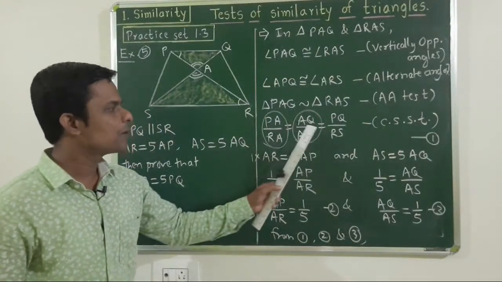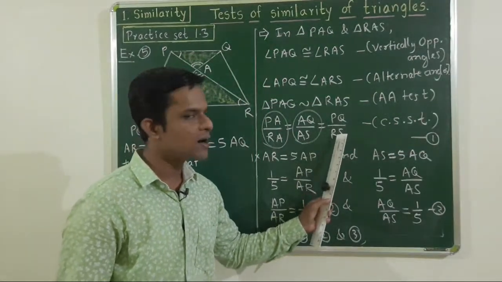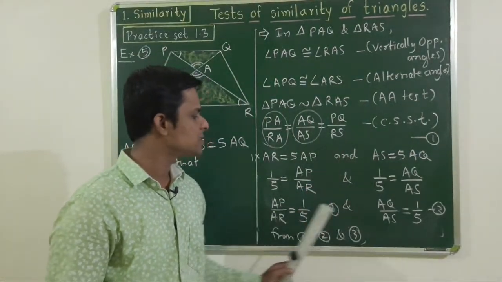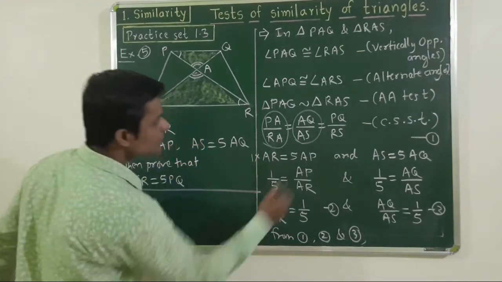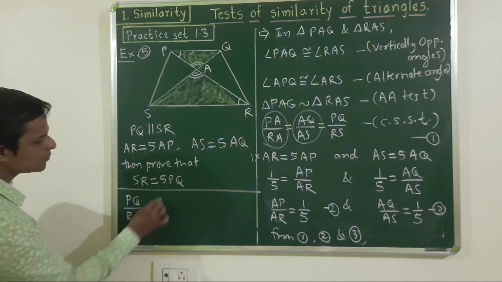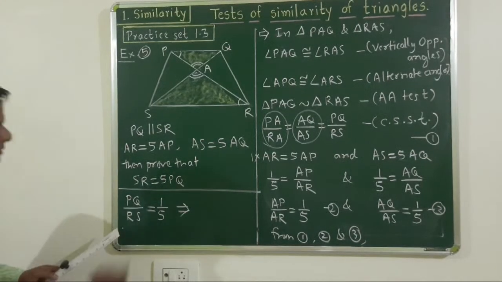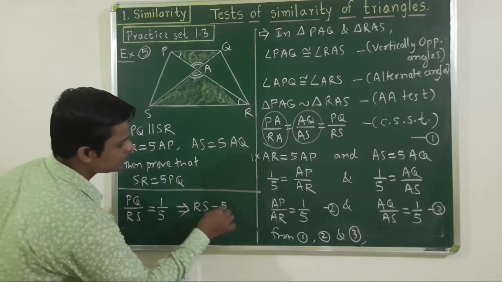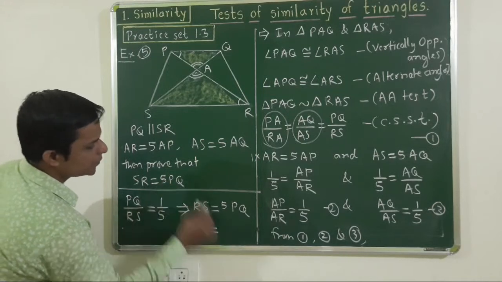This is 1 upon 5, this is also 1 upon 5, and all these three ratios are equal. Hence PQ upon RS will also be 1 upon 5. From 1, 2 and 3 we can write PQ upon RS is equal to 1 upon 5. By cross multiplication we will get RS into 1, that is RS is equal to 5 into PQ, and RS means SR. SR is equal to 5PQ.